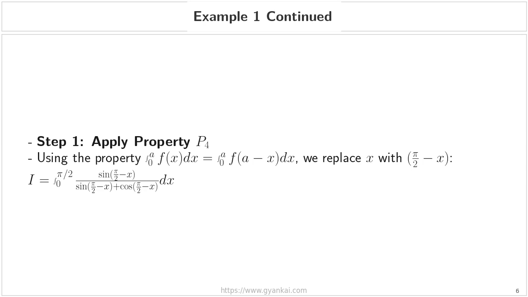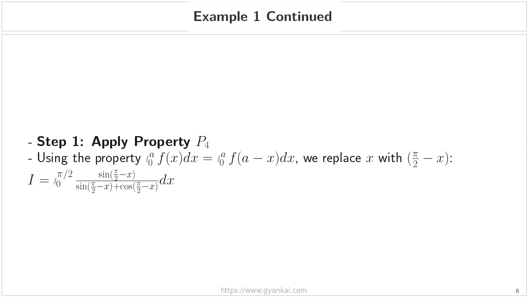Example 1 continued. Now this slide shows us the first step in applying that property. It states, Step 1, apply property P4. Remember, property P4 tells us that the integral from 0 to a of a function f of x dx is equal to the integral from 0 to a of f of a minus x dx. In our case, a is pi over 2, so we're going to substitute x with pi over 2 minus x within our original integral. Let's look at what that gives us.